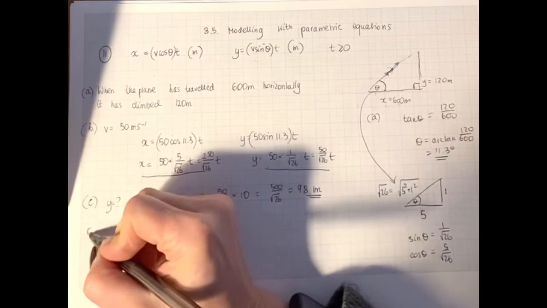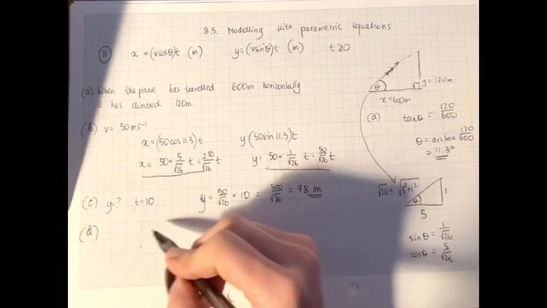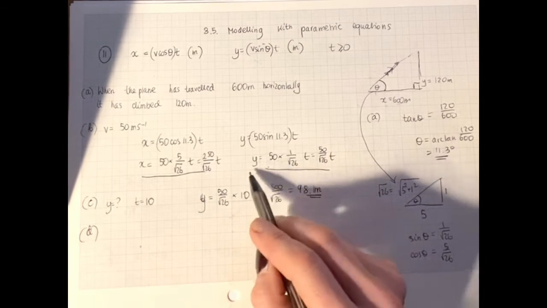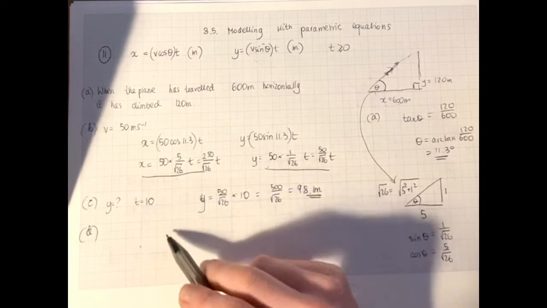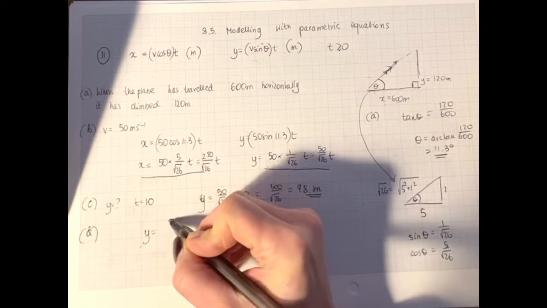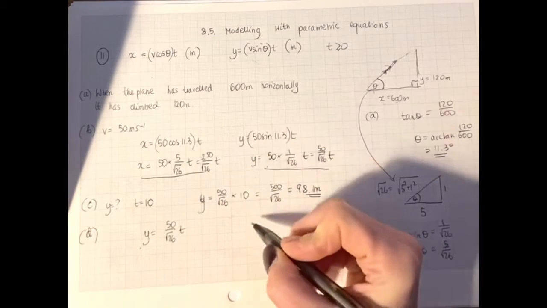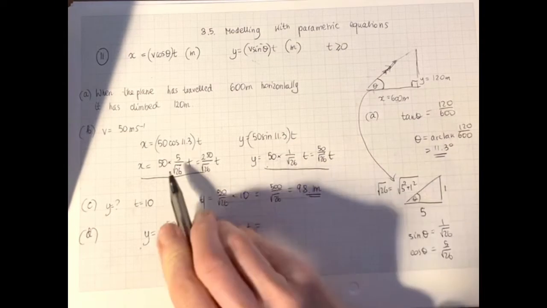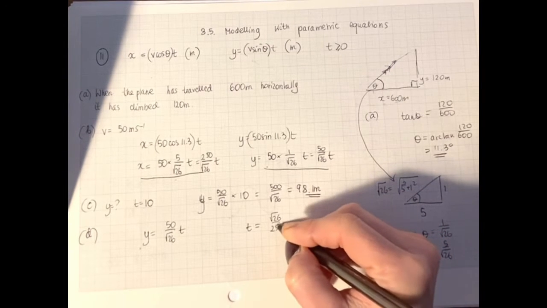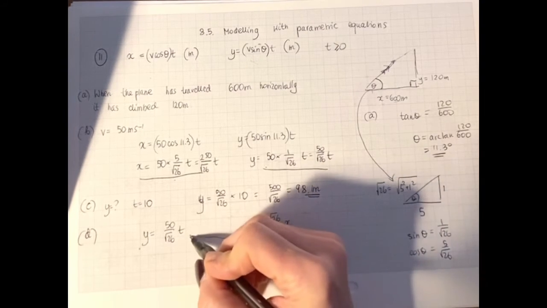For part D, we are asked to show that the plane's motion is a straight line. So to show that it's a straight line, you've got to eliminate t and find y in terms of x and show that it gives you a linear equation. So at the moment, y is equal to 50 over root 26 times t. So we're going to rearrange the equation for x, times it by root 26 and divide it by 250. That's t in terms of x. Substitute it into this equation.